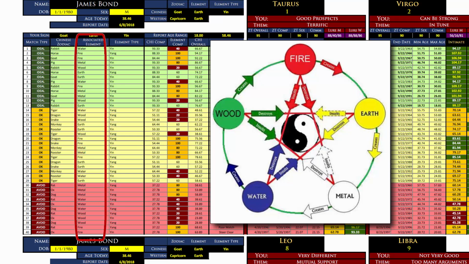So if you go down this list, you're going to see at the very top here that we have a rabbit water, and then it appears again in a different year, rabbit wood, and then rabbit fire, and rabbit earth. And they will cycle through all 5 elements every 12 years, every single sign, all of them.